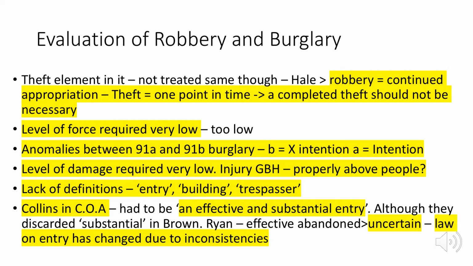Anomalies between 9(1)(a) and 9(1)(b) burglary. So for B, there is an intention, and for A, there has to be intention. So it's kind of inconsistent. The level of damage required is very low. So injury, GBH, property above people, that could be argued. There's a lack of definitions, so entry, building, trespasser.